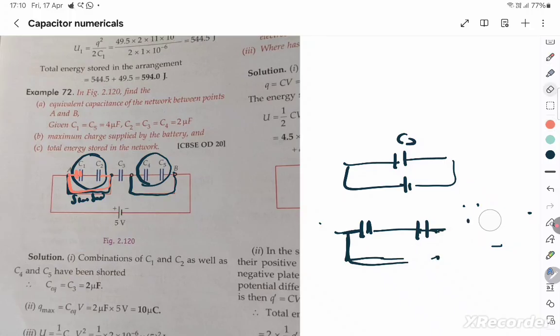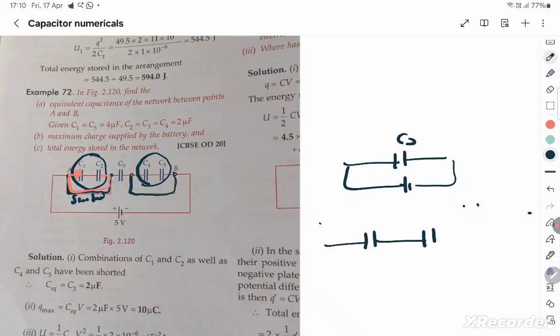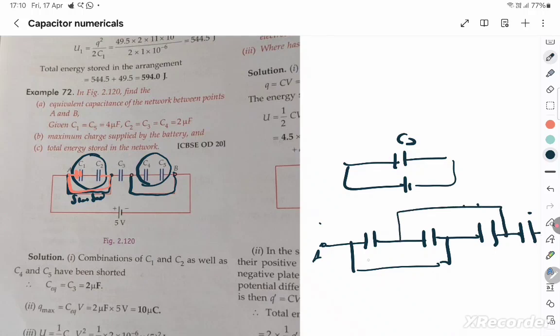In what way is it different? Let me draw this. In this you have three capacitors like this, where they take a wire and connect it from the point A, and then they take another capacitor here, and they ask you to find the equivalent capacitance between A and B. That was different, but this is different. This is not anything similar to this.